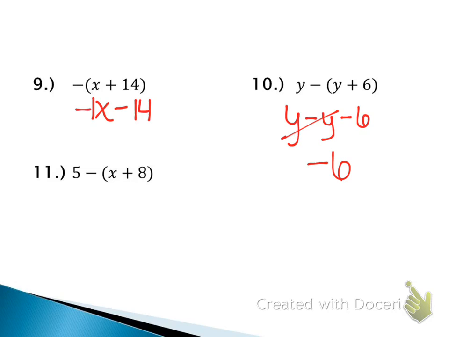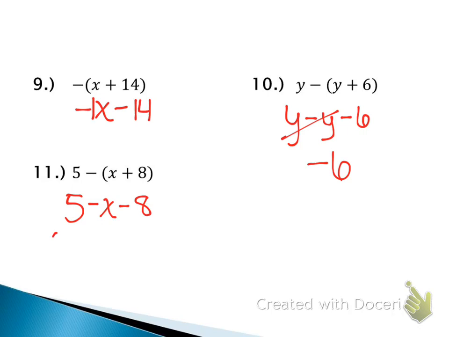Then let's try number 11. What's going to just come down to hang out in front? The 5. What would I write next? Minus x and minus 8. Now this one's a little bit different from 10. We don't have the variables canceling out. But we can combine the 5 and the 8.